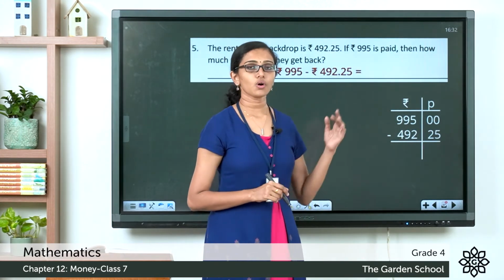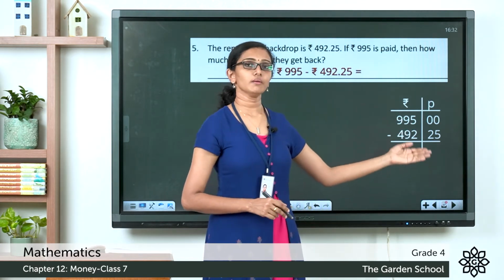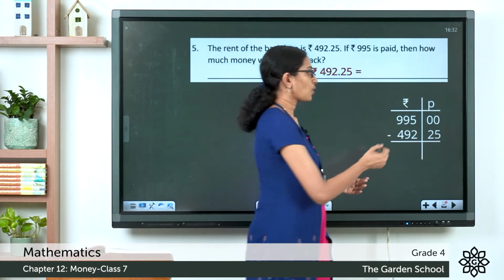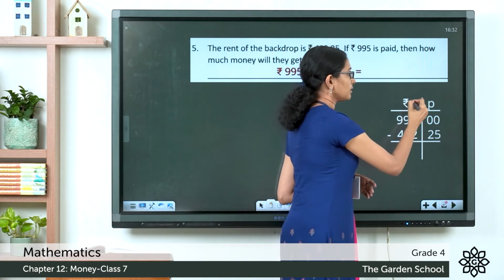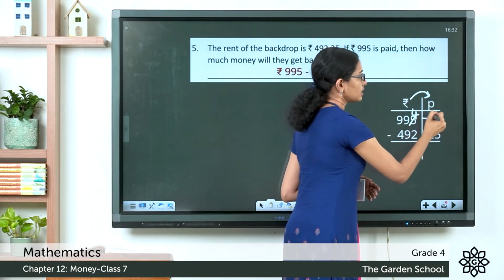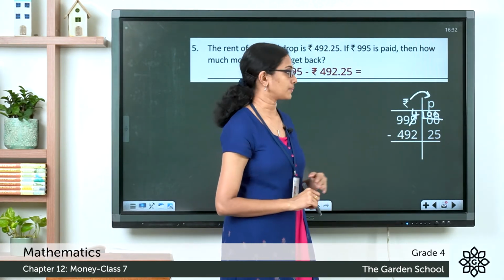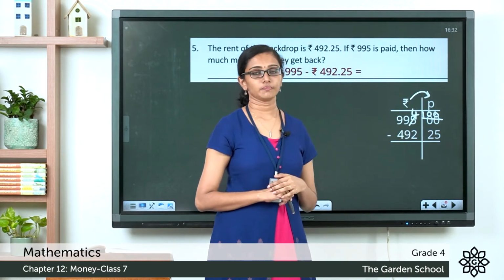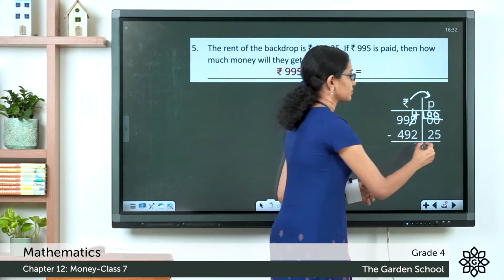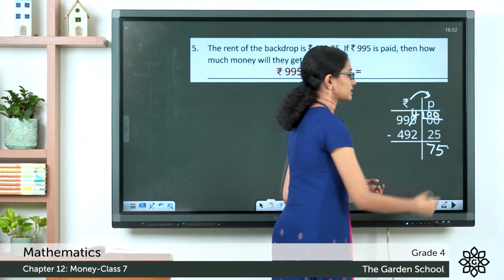So let's borrow 1 rupee from the rupee column and give it to the paise column. So borrowing 1 rupee from the rupee column, giving it to the paise column. Right now we have 100 paise, the equivalent of 1 rupee. 100 paise minus 25 paise is equal to 75 paise.